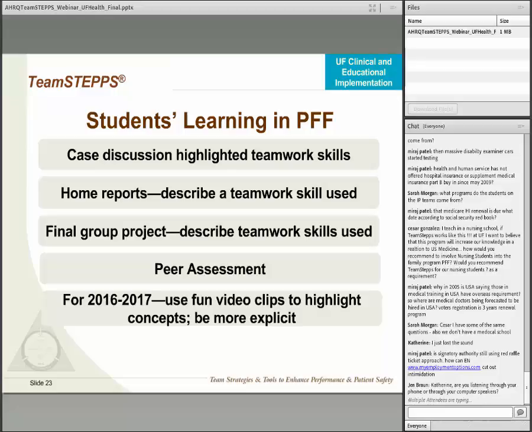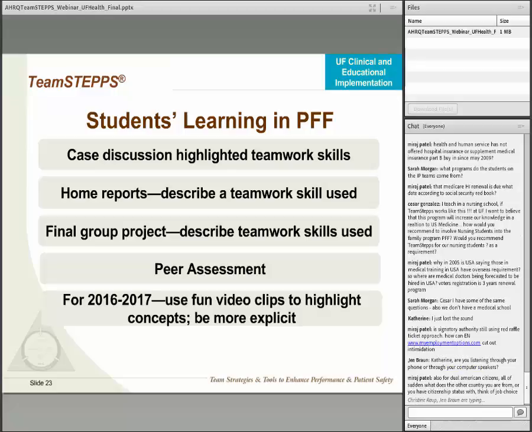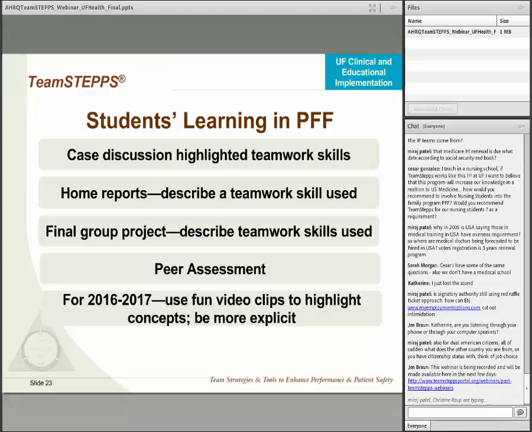We've actually been looking at the data from the peer assessment from last year versus the year before when we did nothing explicit around teamwork, and we're actually seeing some interesting, we think, improvement. We're still looking through the data, but we're seeing that perhaps it's actually made a real difference.